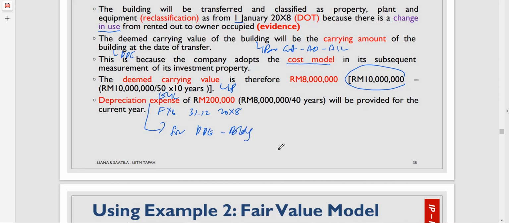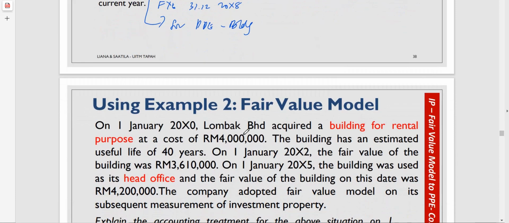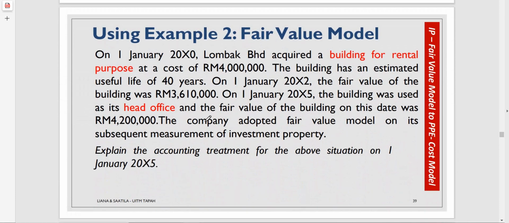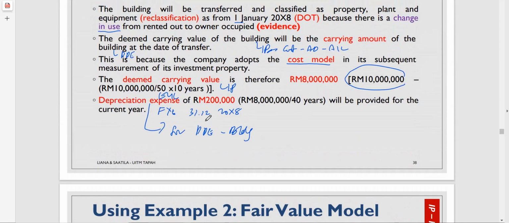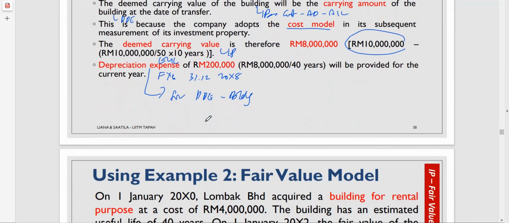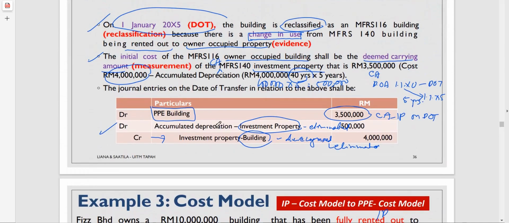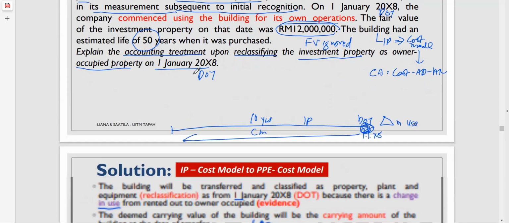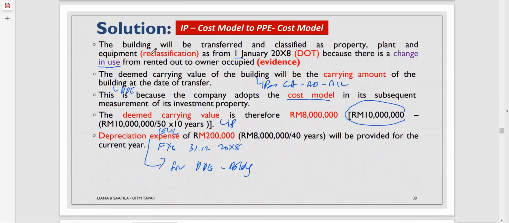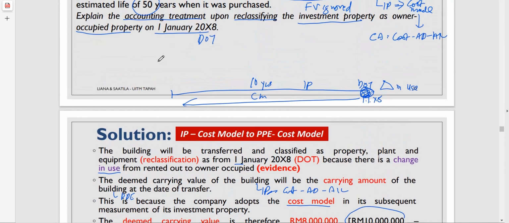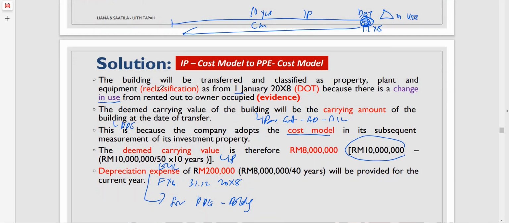Right, that was the case. And now that is the difference between the two. The journal entry is also similar to the journal entry here, that you need to only replace that with the correct amount. So let us look at the information here. The building will be transferred.